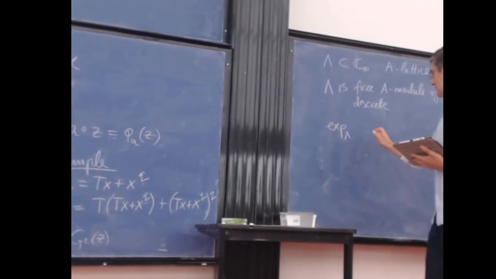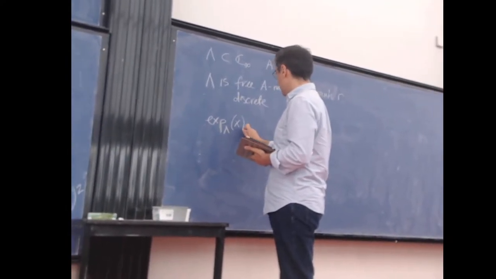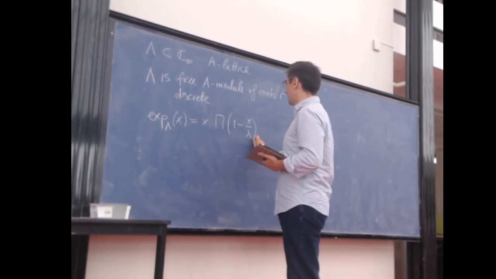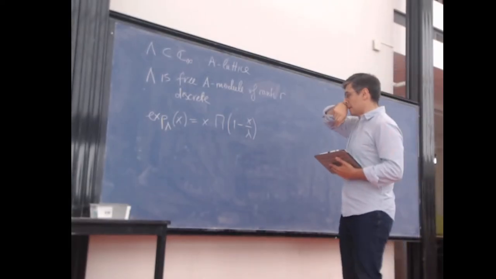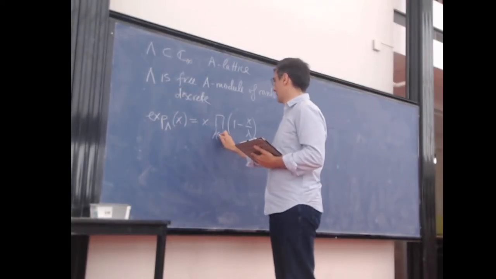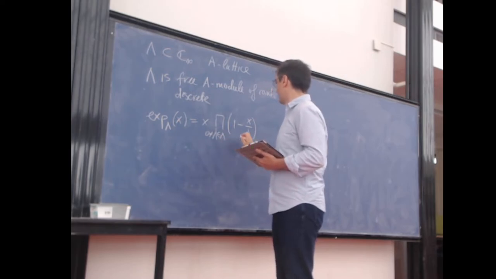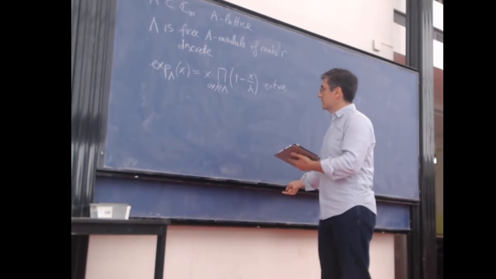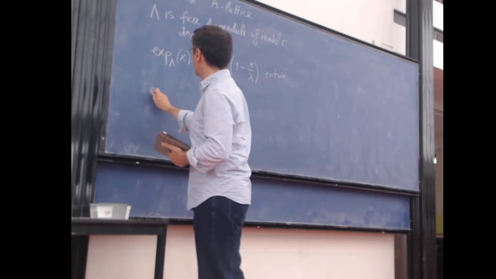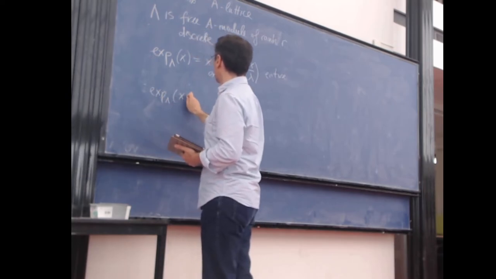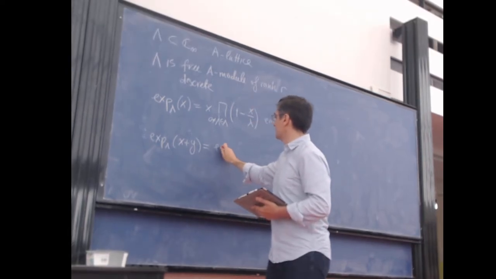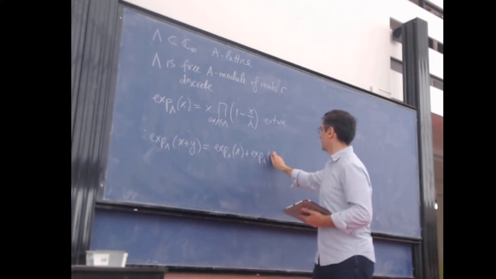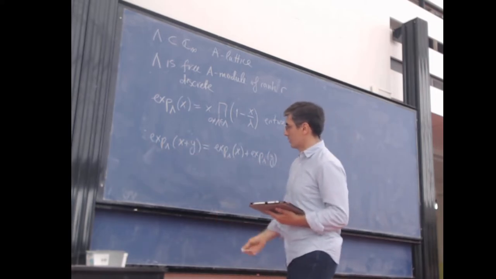Alright, so then the exponential. This is defined like this, and this turns out to be an entire function. And you have this property that exponential of lambda x plus y, this is additive. And it is also F_q linear.